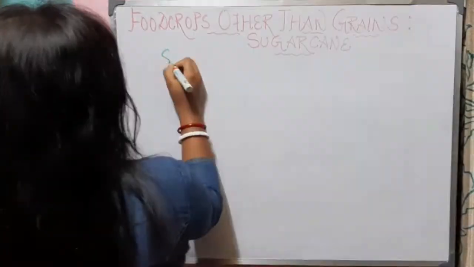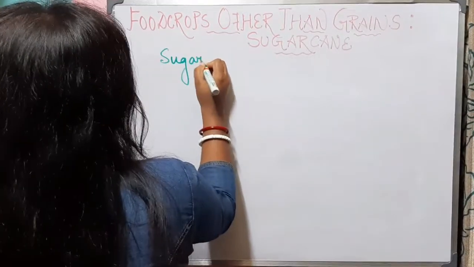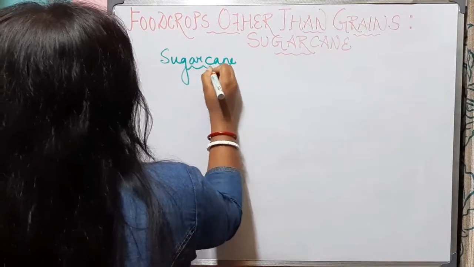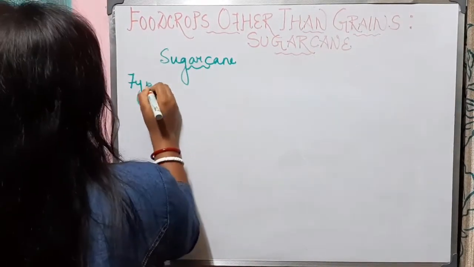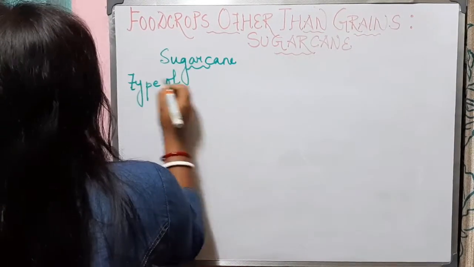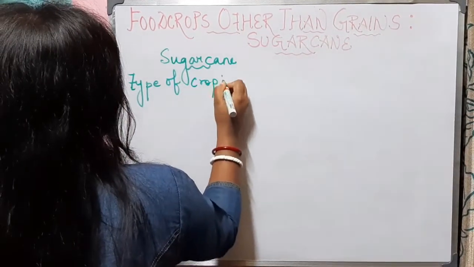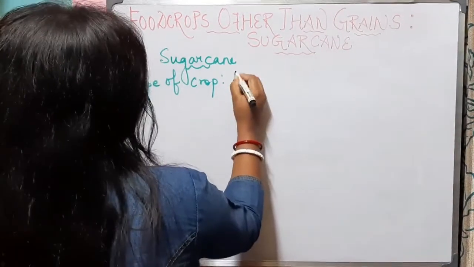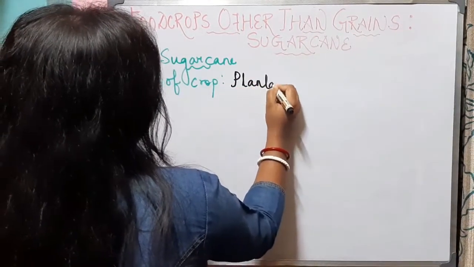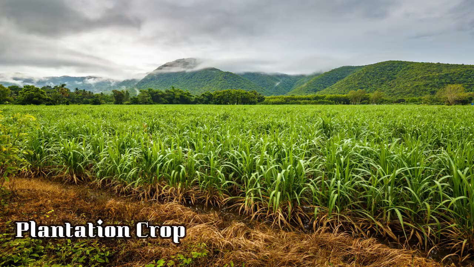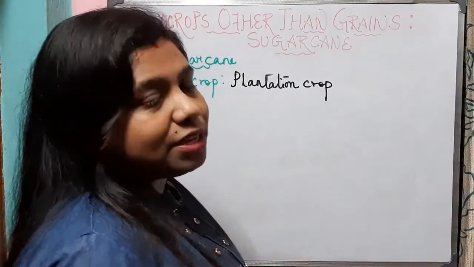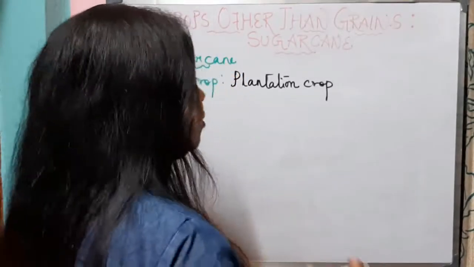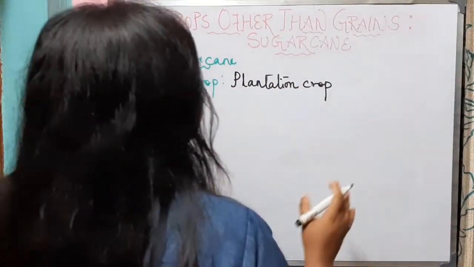So let us know about sugarcane. First, let us know which type of crop sugarcane is. Sugarcane is a plantation crop. I hope all of you remember plantation farming, where a single type of crop is cultivated on a large plot of land. So sugarcane is a plantation crop.